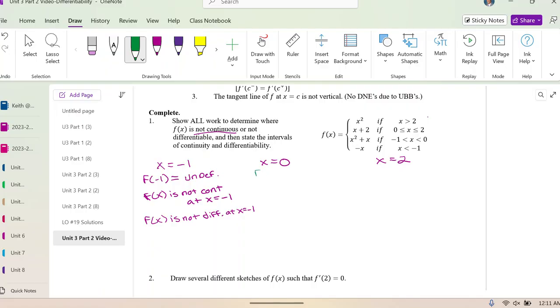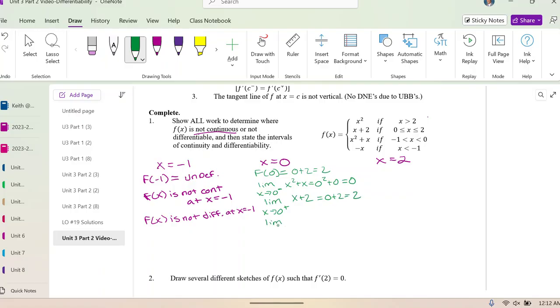So at 0, f of 0, notice here's where it's equal to. So it's 0 plus 2, which is 2. So let's find the limit. So the limit as x approaches 0 from the left is right here. So that would be x squared plus x. It is 0 squared plus 0, which is 0. From the right, the limit as x approaches 0 from the right, that is x plus 2, which is 0 plus 2, which is 2, sorry.